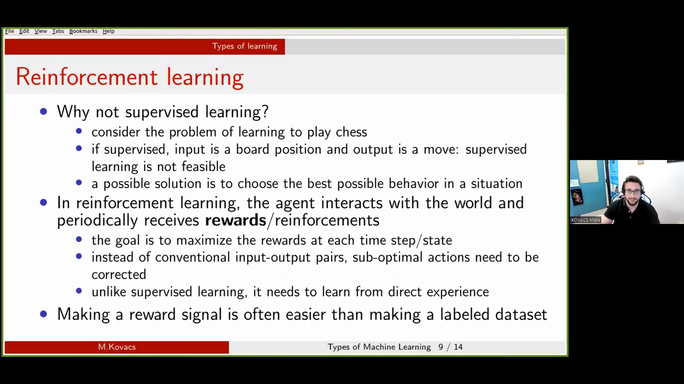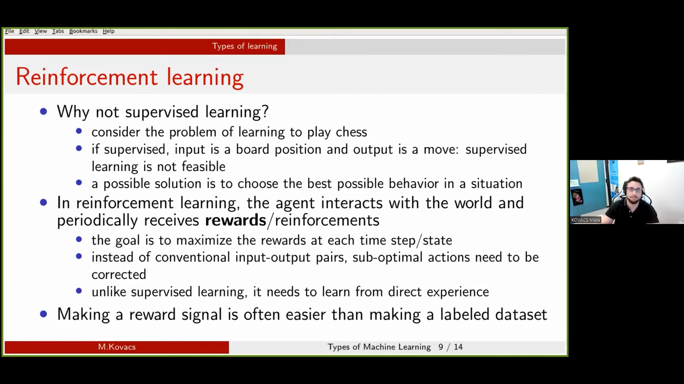Now for reinforcement learning. First, let's consider the problem of learning how to play chess. If we formulate the problem for supervised learning, the input is a board position and the output is a move. And considering how many board positions are possible, supervised learning is not really feasible in this case, at least for obtaining satisfactory results. So a possible solution is to choose the best possible action in every certain situation. In reinforcement learning, an agent interacts with its environment and receives rewards or so-called reinforcements from it. The goal is to maximize the rewards at each time step.